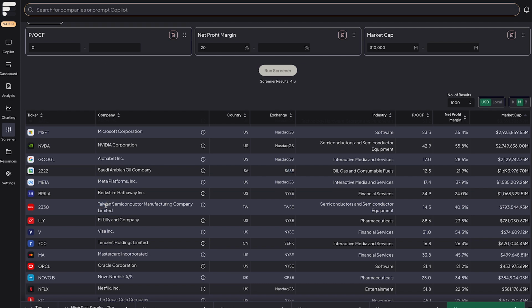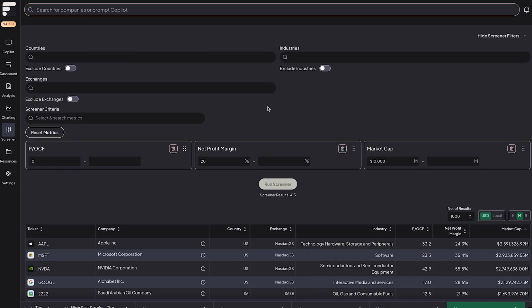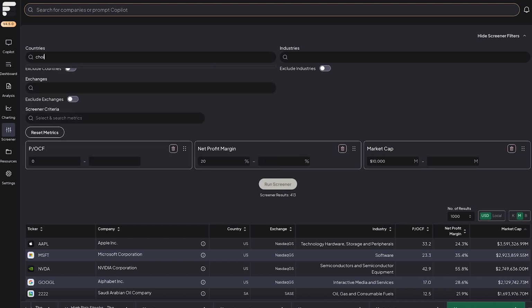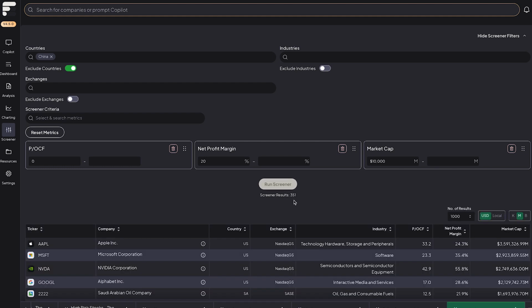Here we've got Taiwan Semiconductor, and if I continue scrolling down, you've also got some Chinese companies, so you've got Tencent Holdings as well. Now let's just say I did not want any Chinese companies, then all I would do is search China, select it, and press exclude. So now if I run the screener, it will exclude Chinese companies. And I went down from 413 to now 350 stocks.